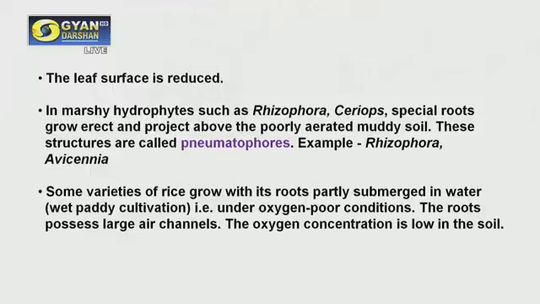And what is the purpose of developing these air channels? So that they can circulate the oxygen, they can diffuse the oxygen in a better way, because there is shortage of oxygen, deficiency of oxygen in such soil. So these are some of the properties of the emergent plants or the emergent species.